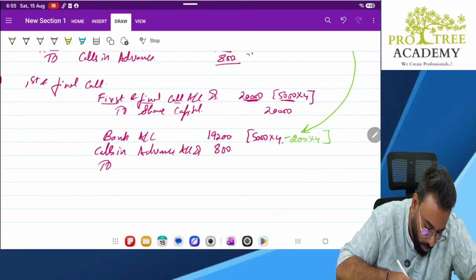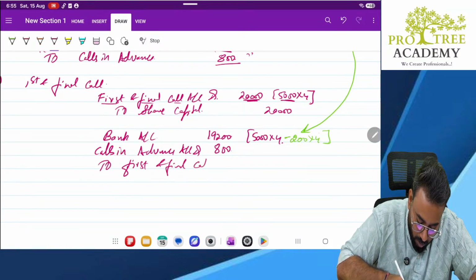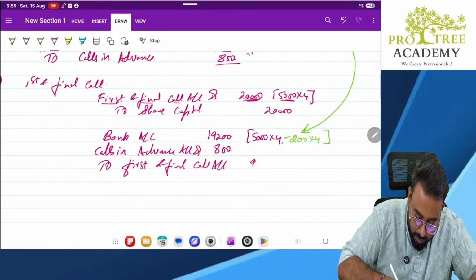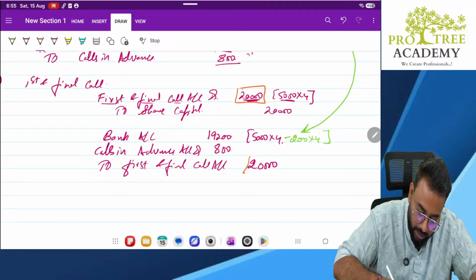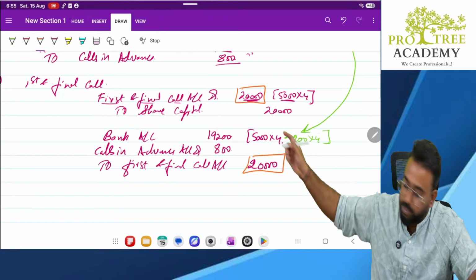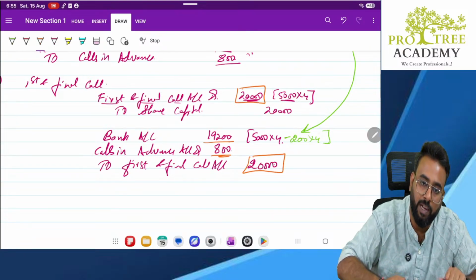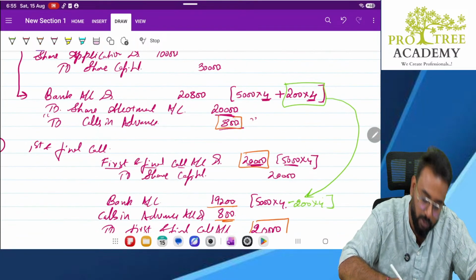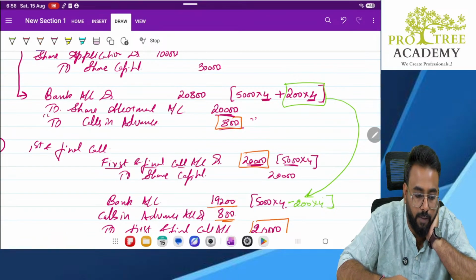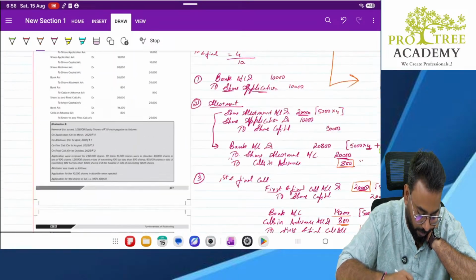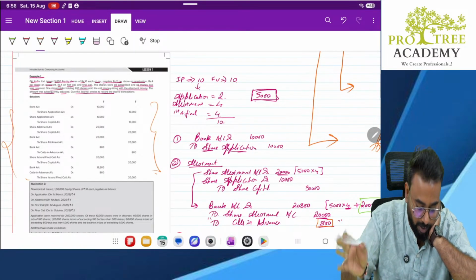So the balance will go to first and final call account, 20,000. Done. See, here we created 20,000, we are reversing 20,000. Only thing is, out of this 20,000, 19,200 is received in the bank account, 800 is not received in the bank account. Why? Because 800 was already received in the previous time only. Clear? Everybody is understanding? Okay. So those are the entries. Please see, whatever we have accounted, they are passed. Clear?